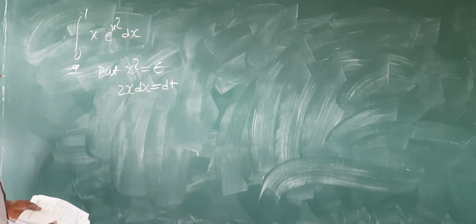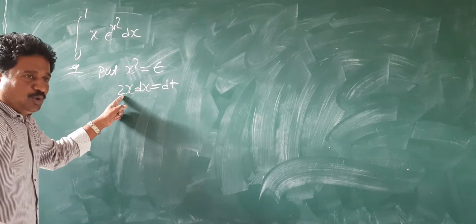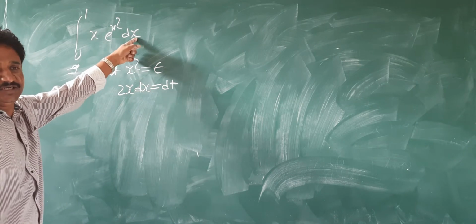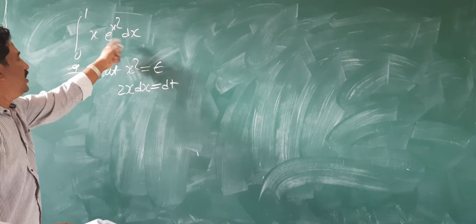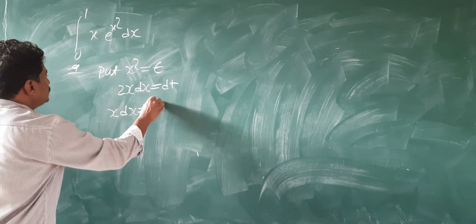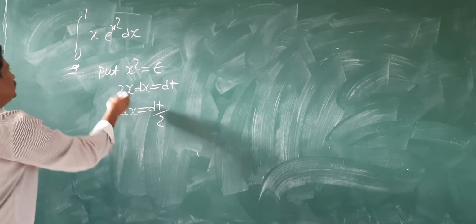So right. Do we require this 2? No. Send that to the right side. Because we have x dx. In our question we have only x dx. So x dx is dt by 2. Substitute.